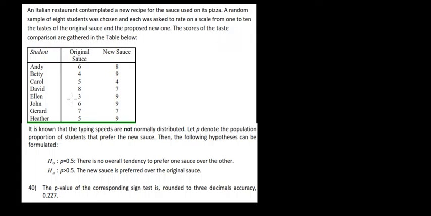Let's have a look at question 40 in this video. So what we have is an Italian restaurant that made a new recipe for the sauce on its pizza. Now a random sample of 8 students were chosen, and each of them ranked on a scale from 1 to 10 the tastes of the original sauce and the new sauce. And we have the data over here, the scores for the 8 students.